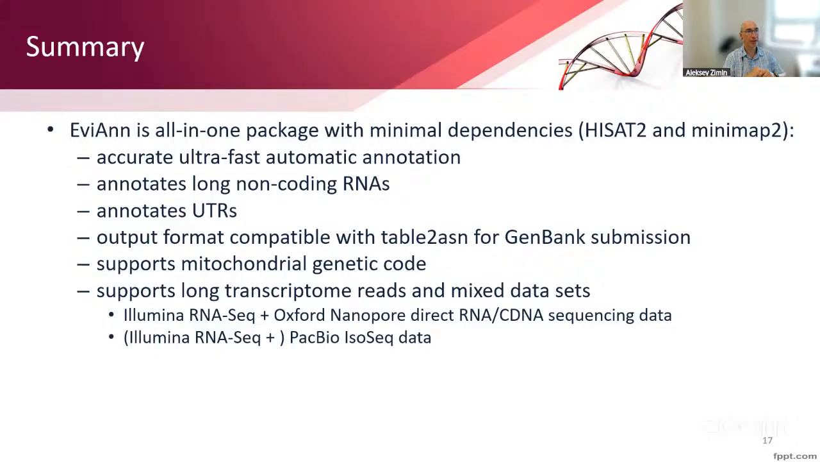So you just give it a set of contigs to be treated as mitochondria in annotation, and it will annotate them slightly differently, because in mitochondria, the genetic code is slightly different. In fact, start and stop codons are slightly different, so it'll take that into account. And it also supports all the latest data: Illumina RNA-seq, Oxford Nanopore, PacBio IsoSeq, Kinnex, and mixed data sets. That is, for example, if you sequence the same tissue with Illumina and Oxford Nanopore, you can provide that as a mixed data set, and it will use data from both types of data at the same time.